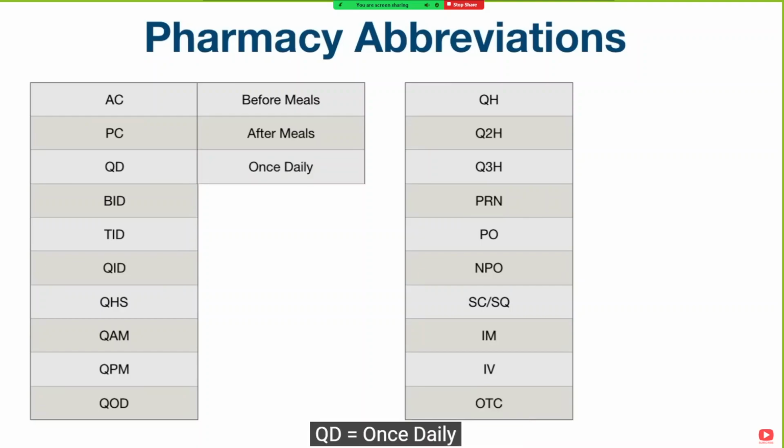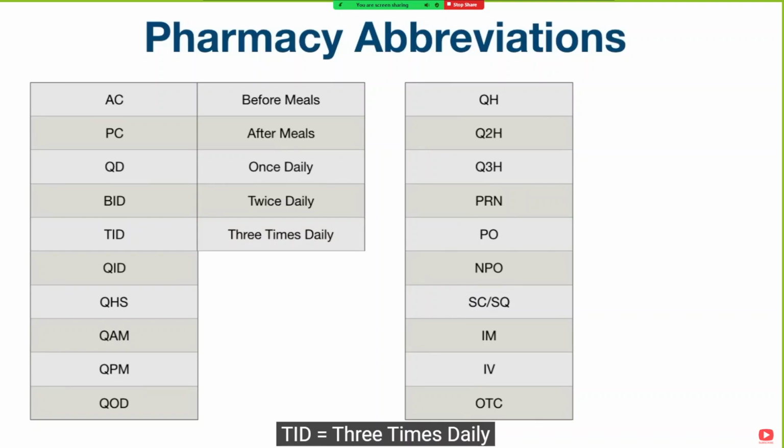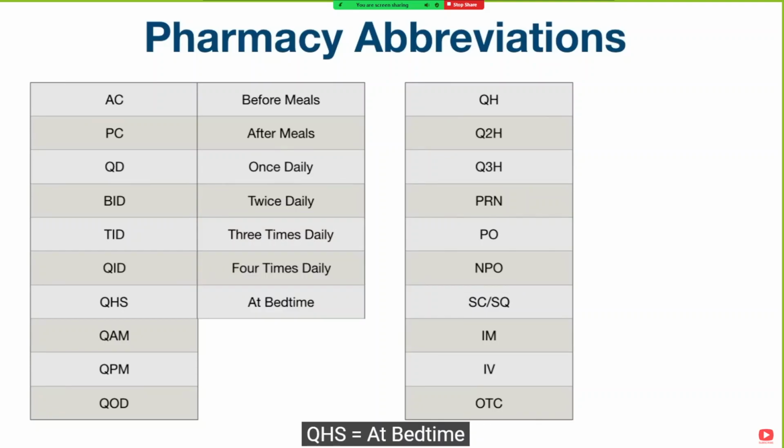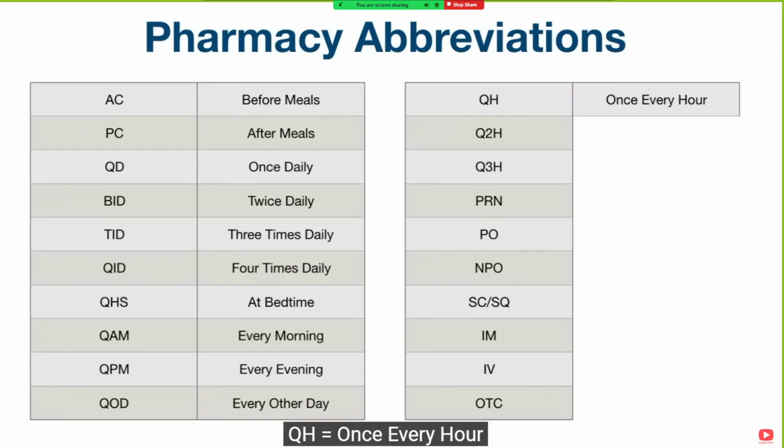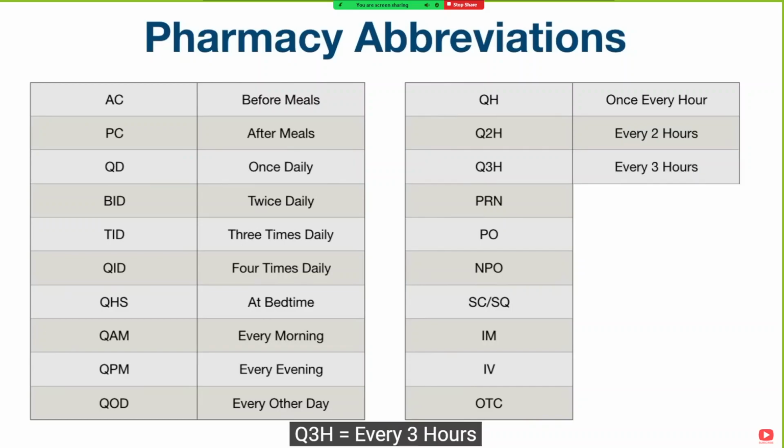QD, once daily. BID, twice daily. TID, 3 times daily. QID, 4 times daily. QHS, at bedtime. QAM, every morning. QPM, every evening. QOD, every other day. QH, once every hour. Q2H, every 2 hours. Q3H, every 3 hours. PRN, as needed.